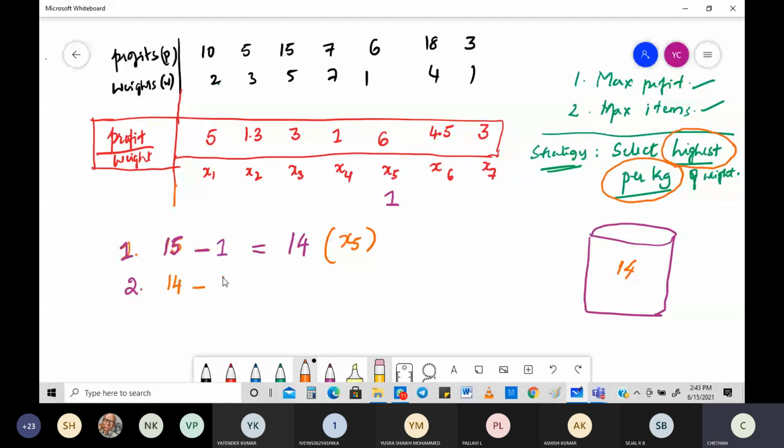So remaining is 14. I will put 2 in that. What will be the remaining aspect of it? Sorry, 12. So what is the remaining knapsack capacity now? The remaining knapsack capacity is 12. And which object did you put? You put the object of X1. Did you put it full? Yes. I put entire 2 here. I put this entire 1 kg right here.